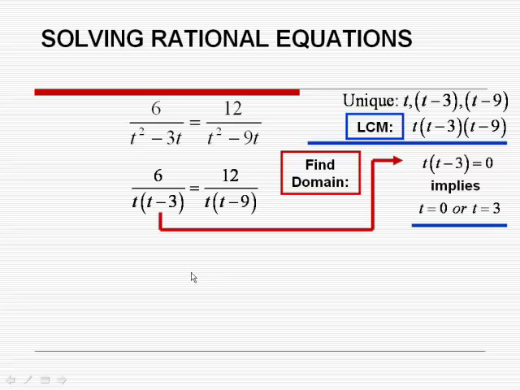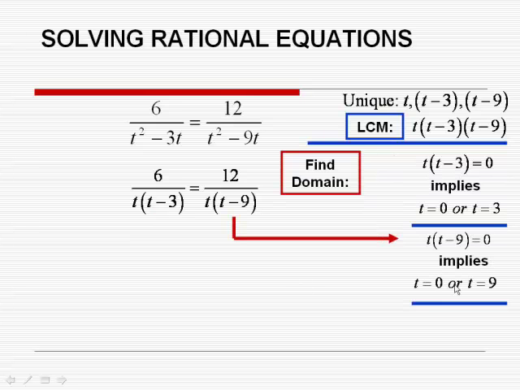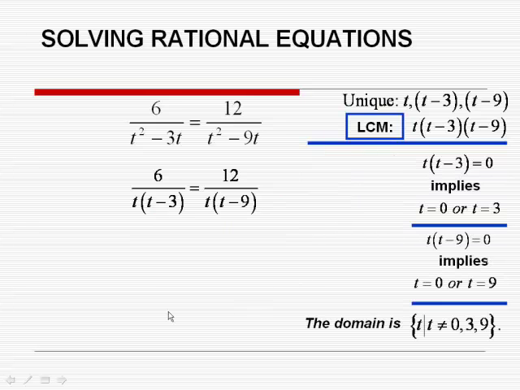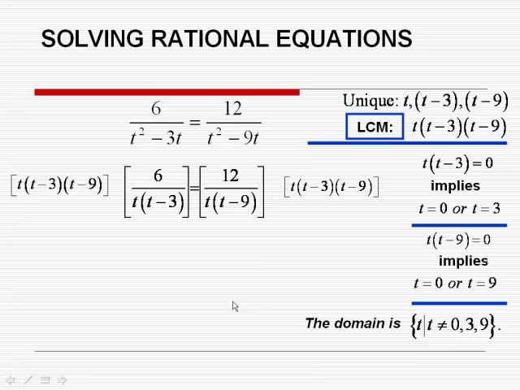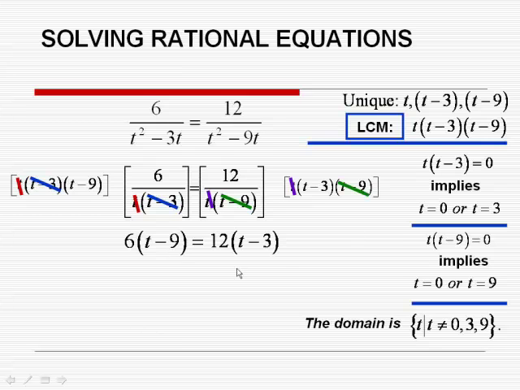We find our domain, so we check to see what t can't be. That means t equals 0, and t equals 3 would be a problem. And so we find the domain values that we cannot use are 0, 3, and 9. Alright, now we take our LCM and I multiply both sides. Now I only have one thing in here, so I can just cancel, and then I have left 6 times the quantity of t minus 9, equals 12 times the quantity of t minus 3.